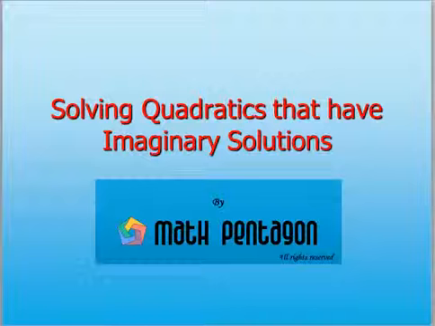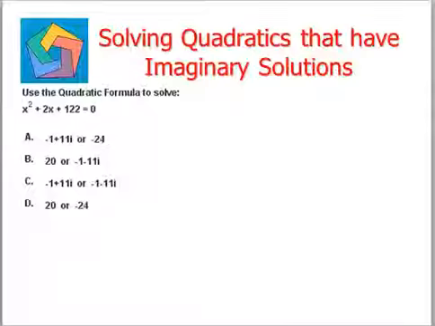To understand the concept, let's do some questions. The first one says use the quadratic formula to solve. We are given the quadratic equation x squared plus 2x plus 122 equals 0. Before we start, let's write down the quadratic formula.